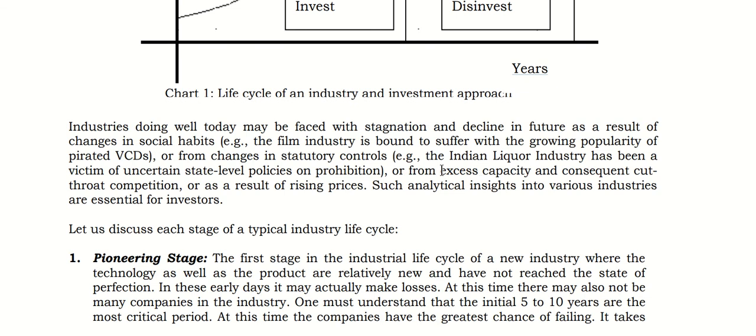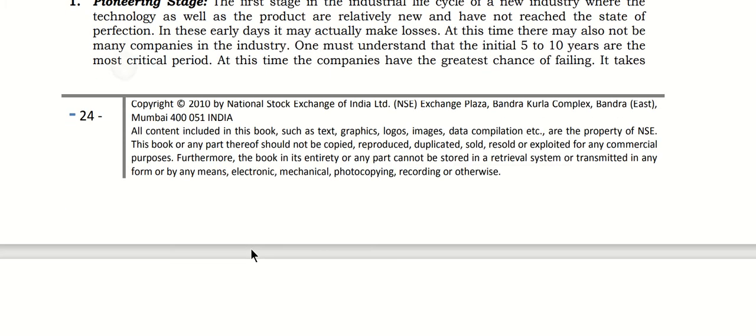So now let's discuss the industry life cycle one by one. What are the features of different stages of the industry life cycle, and what should be our strategy? Either we should buy it, we should hold it, or we should sell it. See, in investment there are three things: you buy, you sell, or you hold. So as per the industry life cycle, you decide whether you should buy it, hold it, or sell it. So here, let us discuss each stage of the industry life cycle one by one.